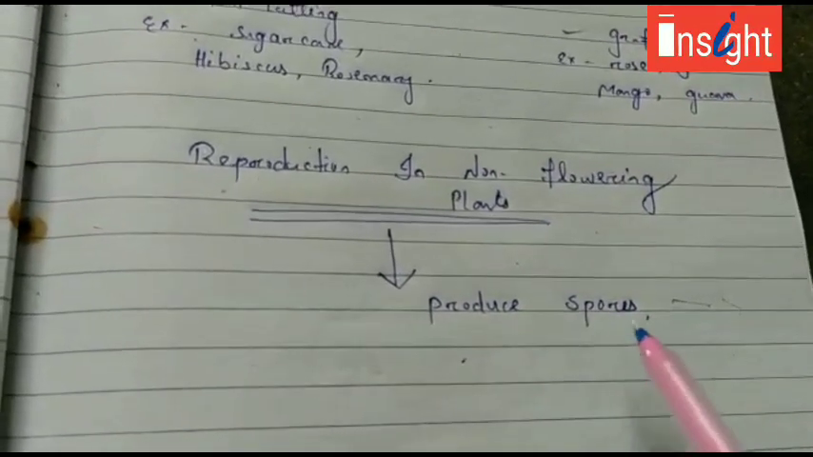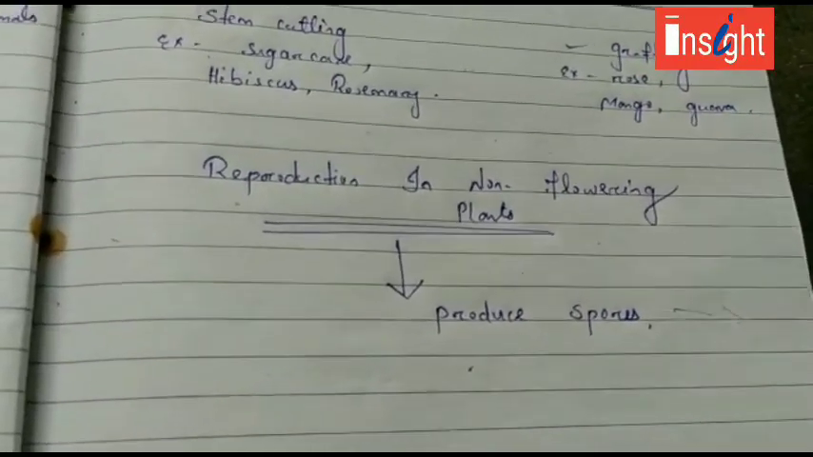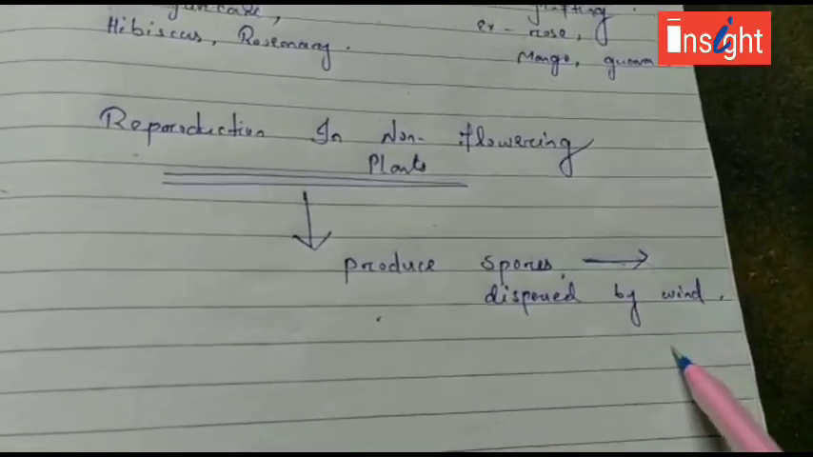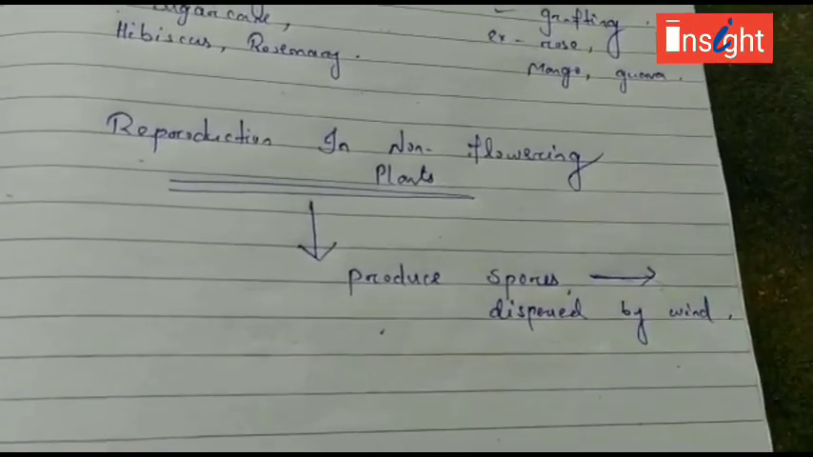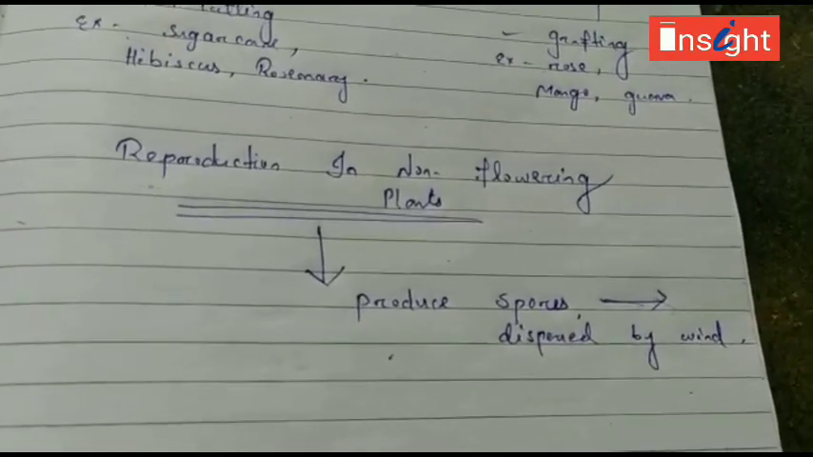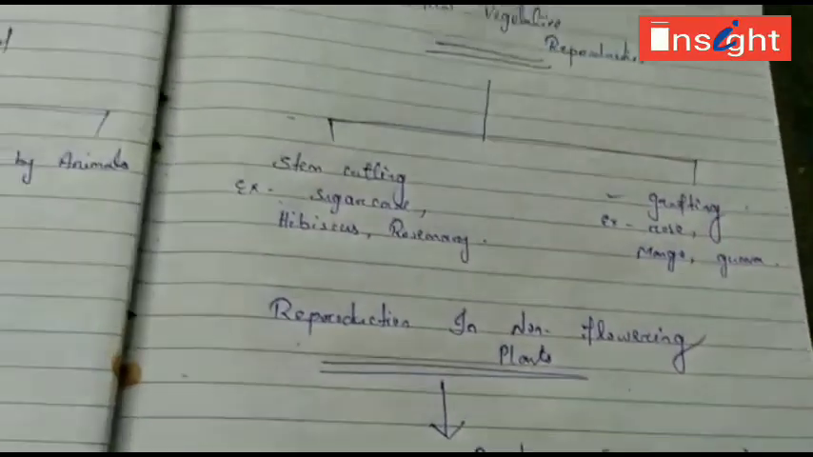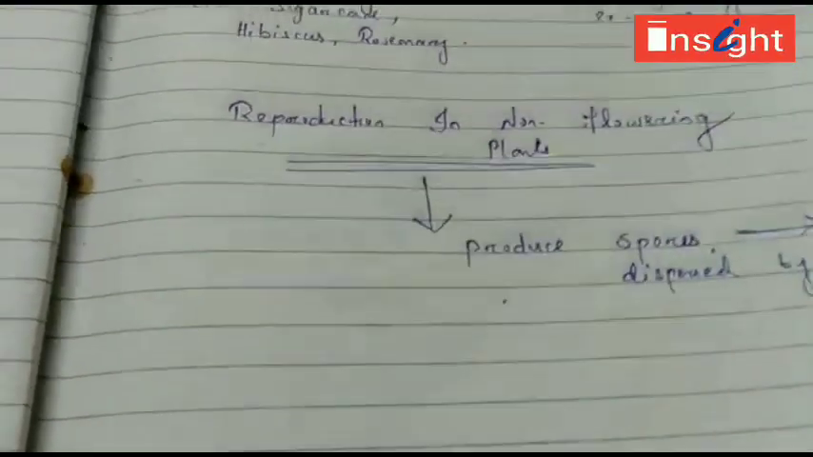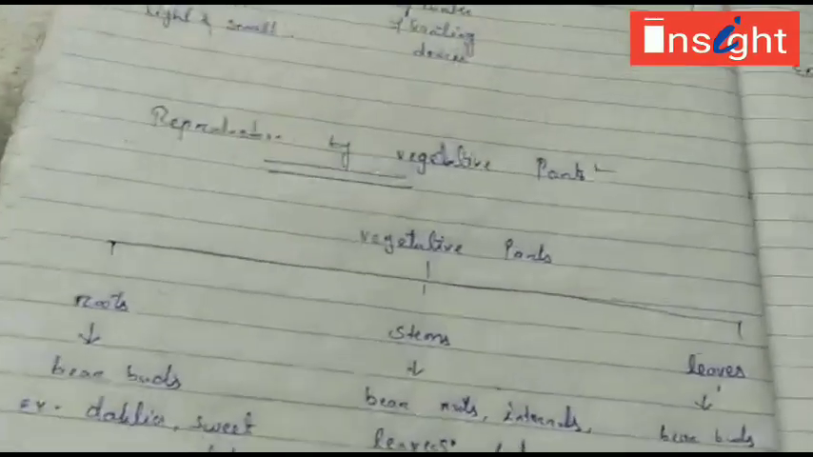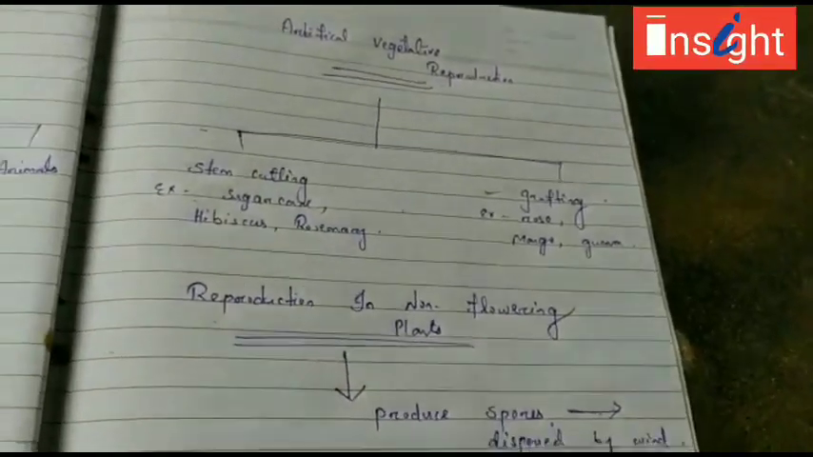The spores are very light and easily dispersed by wind. When they get favorable conditions, they grow into a new plant. Each spore can produce a new plant. So this is all about reproduction in plants: flowering plants, non-flowering plants, and plants that reproduce by vegetative parts.